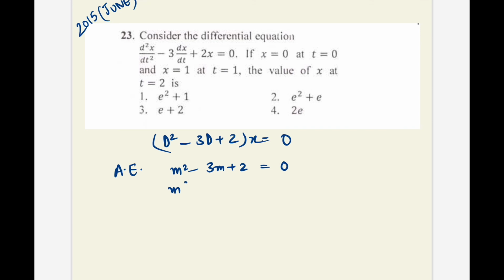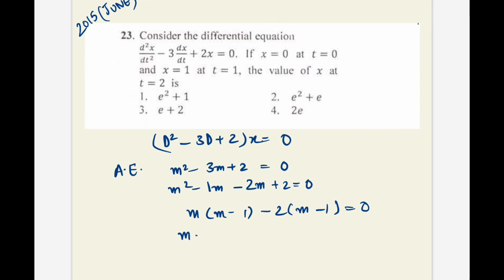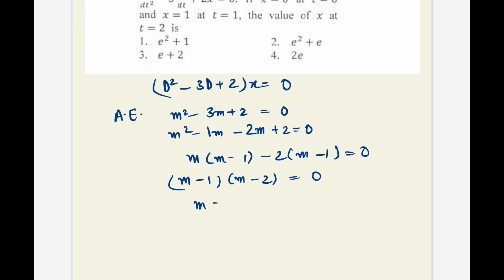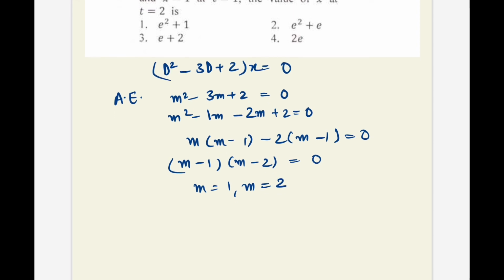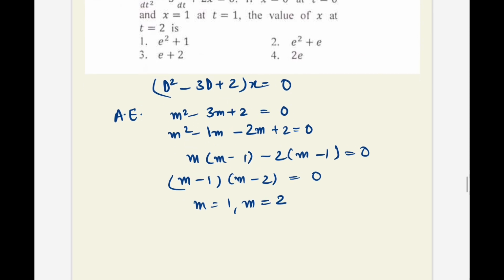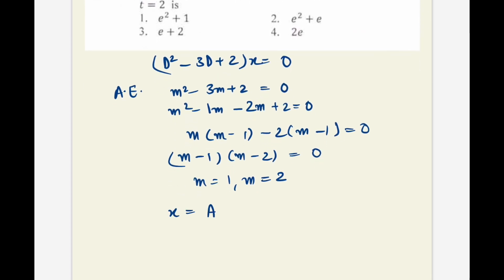So we take the factors: m minus 1 into m minus 2, equals 0. So m equals 1 and m equals 2 are the two values of m. So the solution will be x equals a e to the power t plus b e to the power 2t.